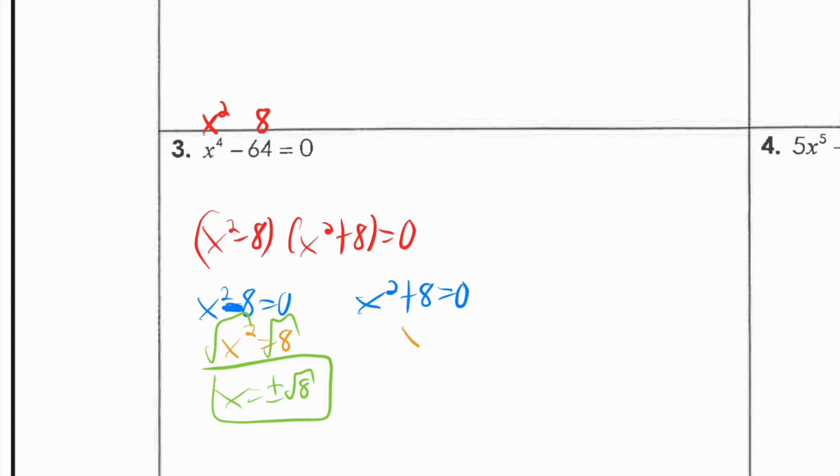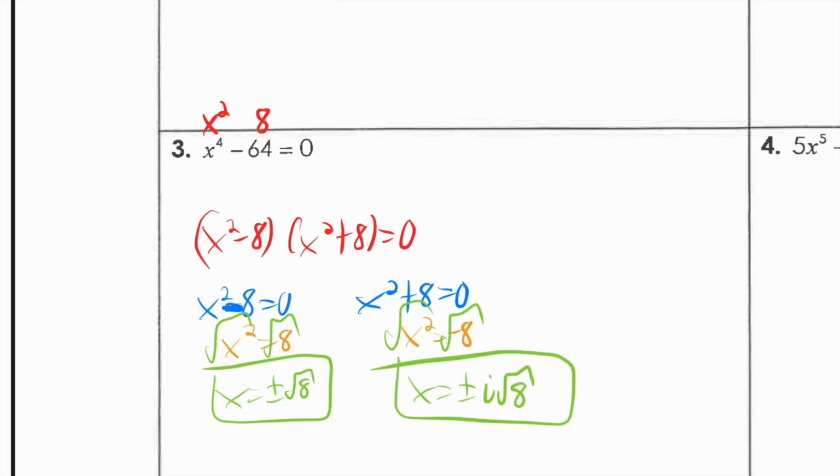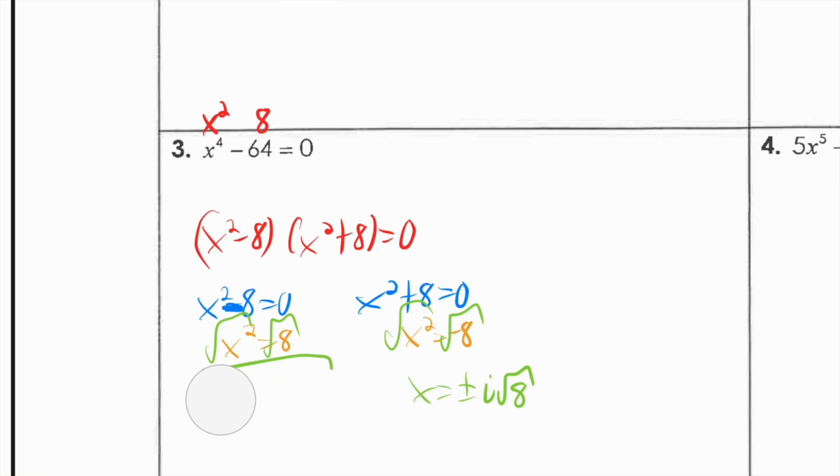So then we subtract 8, and we get negative 8. Then as I square root this, I get a very similar answer, but it's plus or minus i square root 8. So those are the 4 answers. Oh, I said I couldn't simplify that. Silly me. I definitely can simplify these. And I do need to simplify them because I can.